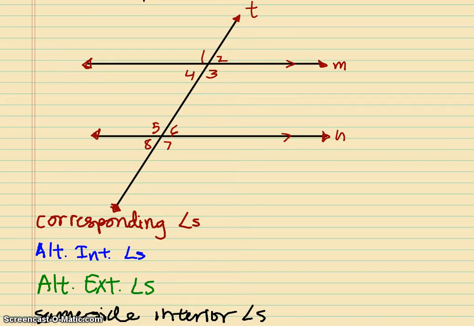So looking specifically at corresponding angles, we would have angle 1 corresponds with angle what? Well, it's not 2, 3, or 4 because those are all right next to it. It's got to be in the same position above the line. So 1 goes with 5. Now, what's their relationship? We'll come back to that. And then 2 goes with what? 6. Okay.